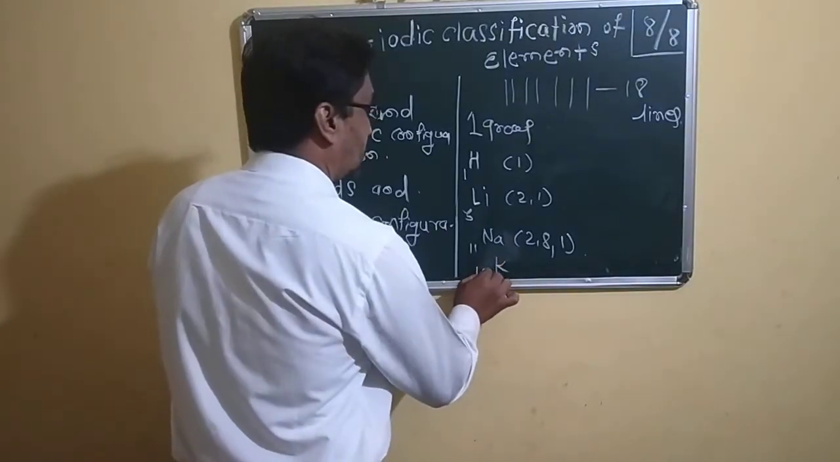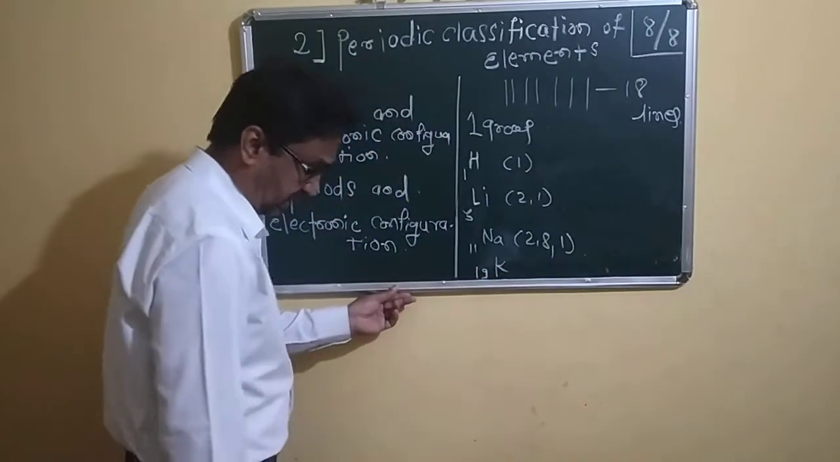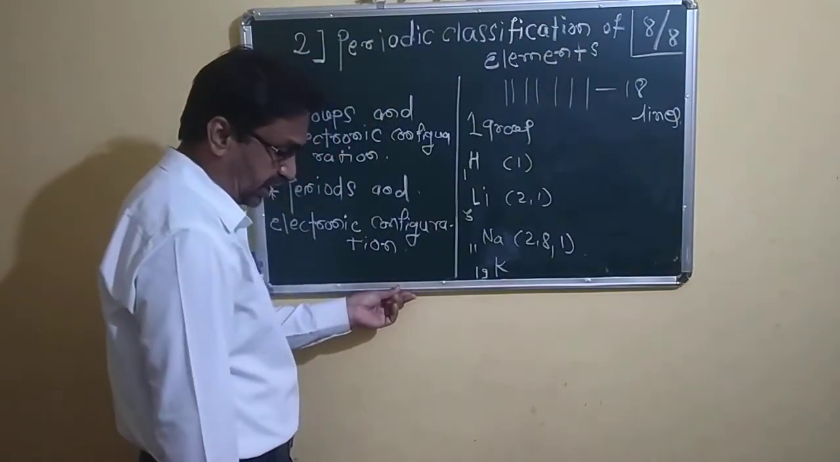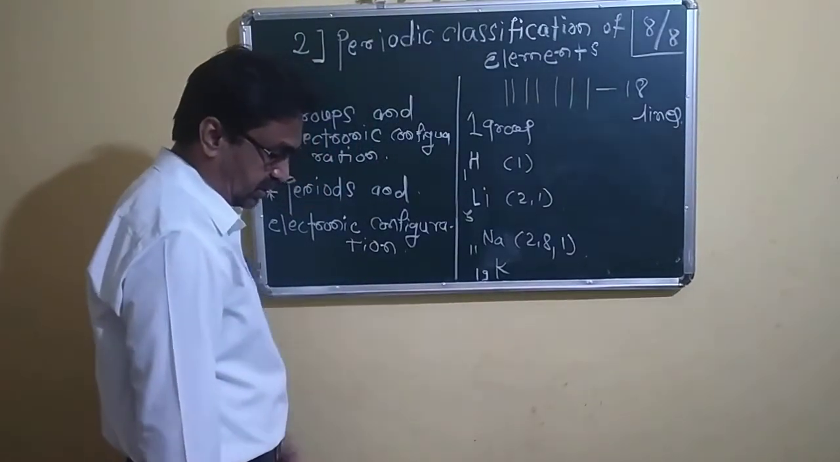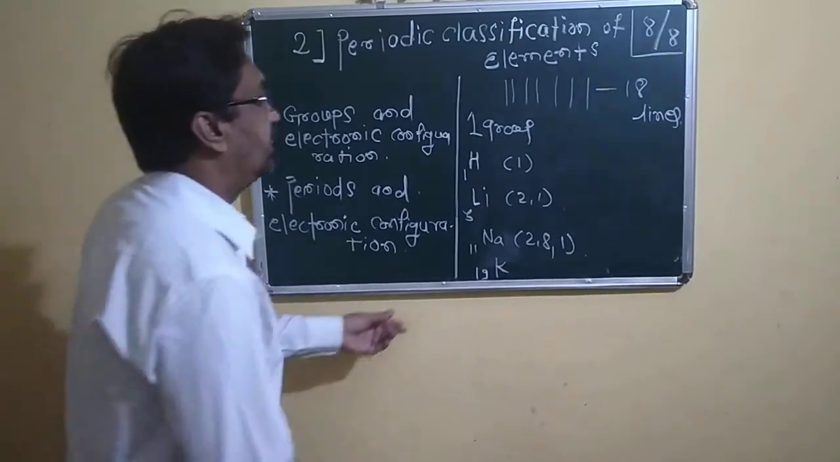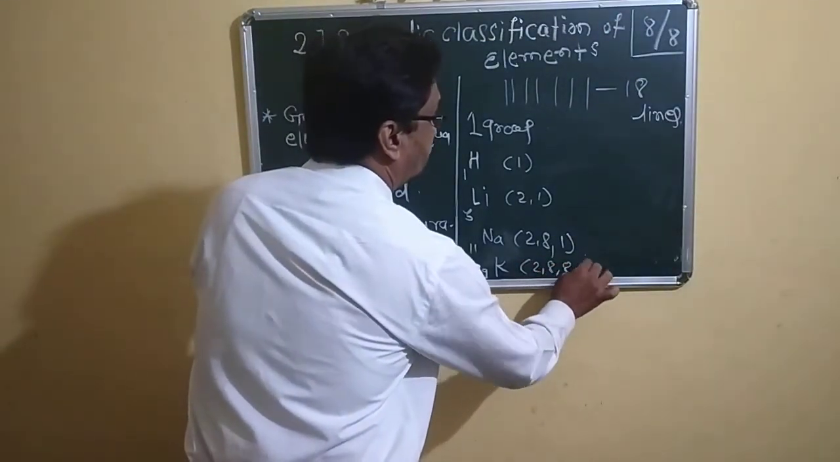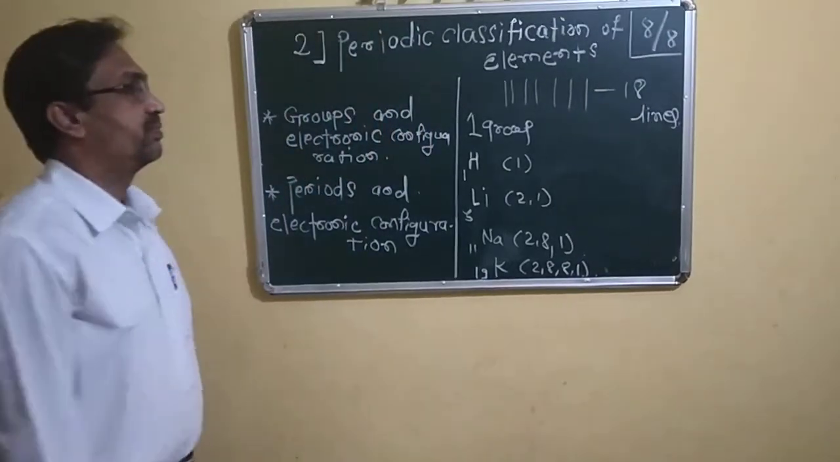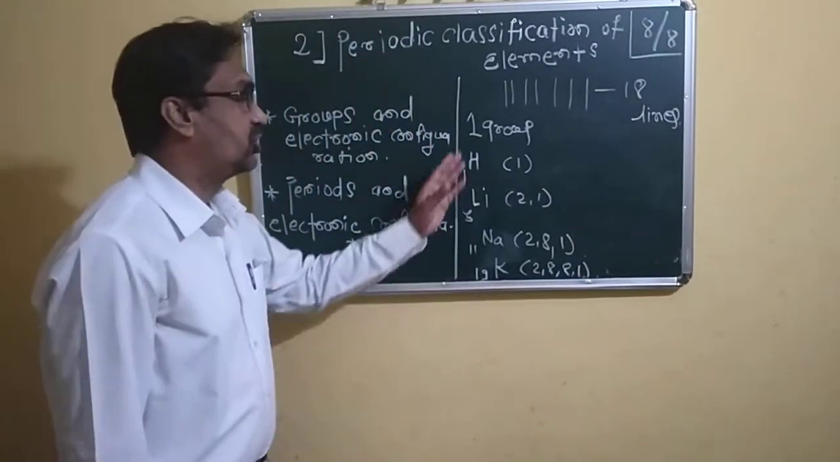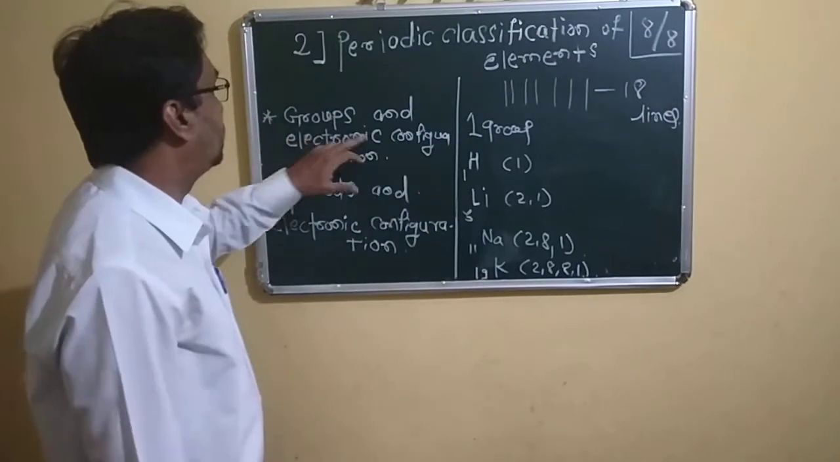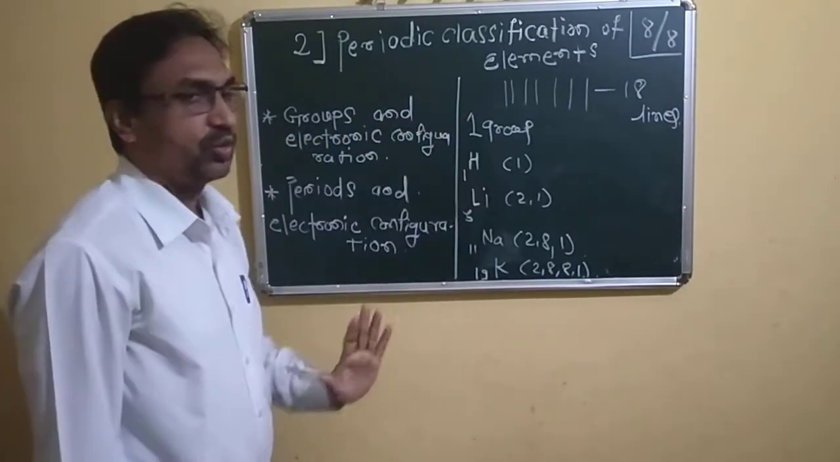Its atomic number is 19 and its electronic configuration is 2, 8, 8, 1. Okay, so we have to write down its electronic configuration in a group, in the first group.